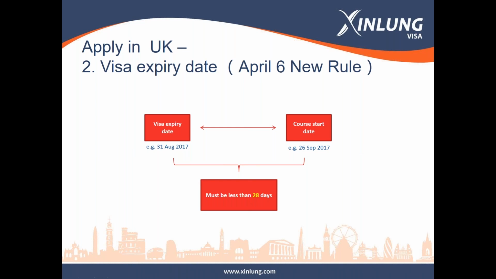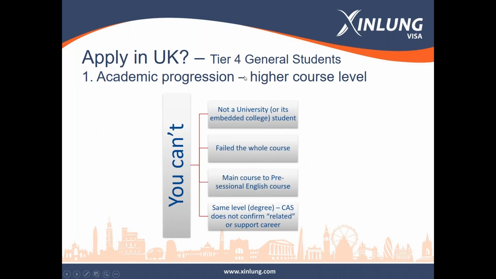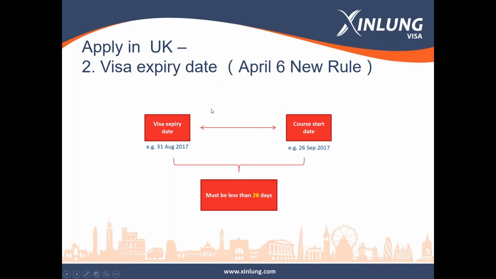So it meets the 28 days rule, which means that you can apply to extend your Tier 4 visa in the UK. However, if, with the same visa expiry date of the 31st of August, the new course begins in October, so it's well beyond 28 days, in this case, we cannot extend our visa in the UK. We must go back to our home country to apply from outside of the UK. So this is the rule. Basically, if we want to extend our current Tier 4 student visa in the UK, we must meet two rules. First of all, we have to meet the academic progression rule.